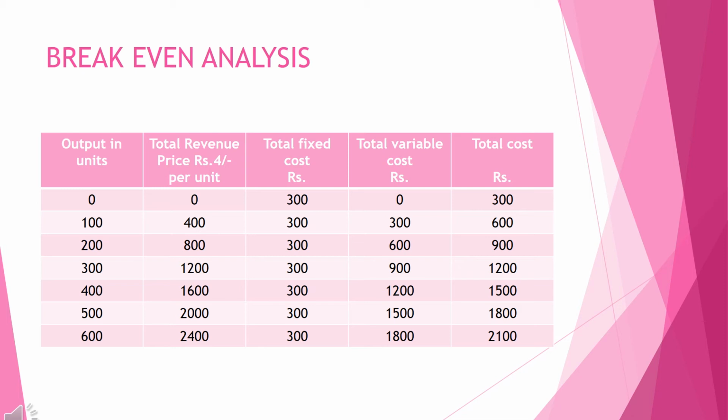At the level of output of 300 units, the total revenue is equal to total cost, that is rupees 1200. At this level, the firm is working at a point where there is no profit or no loss. This is the break-even point. From the level of 400 units of output, the firm is making profit.